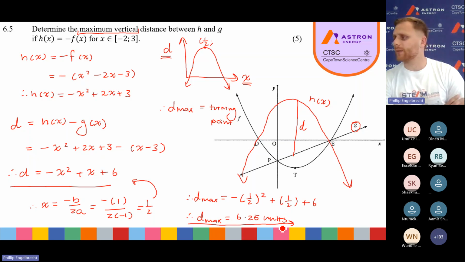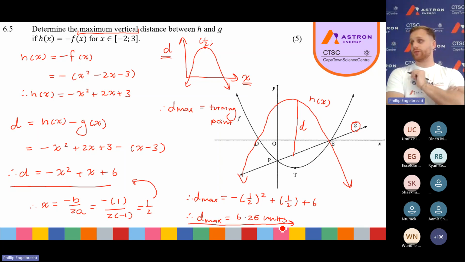Okay, so someone said they don't understand. Someone said, yes, if you find the derivative, you can also find this, you can use derivatives as well. Okay, so someone asked me to repeat, so I don't mind repeating.